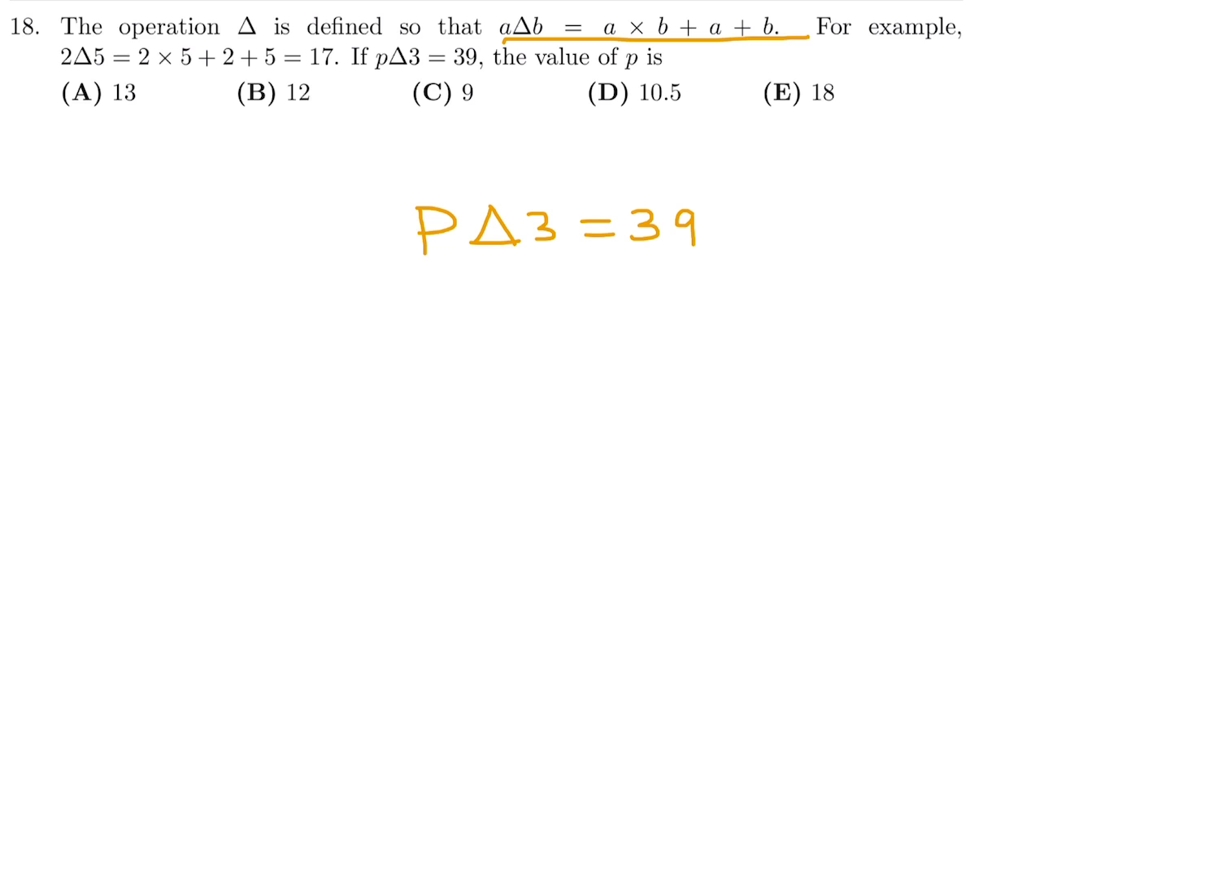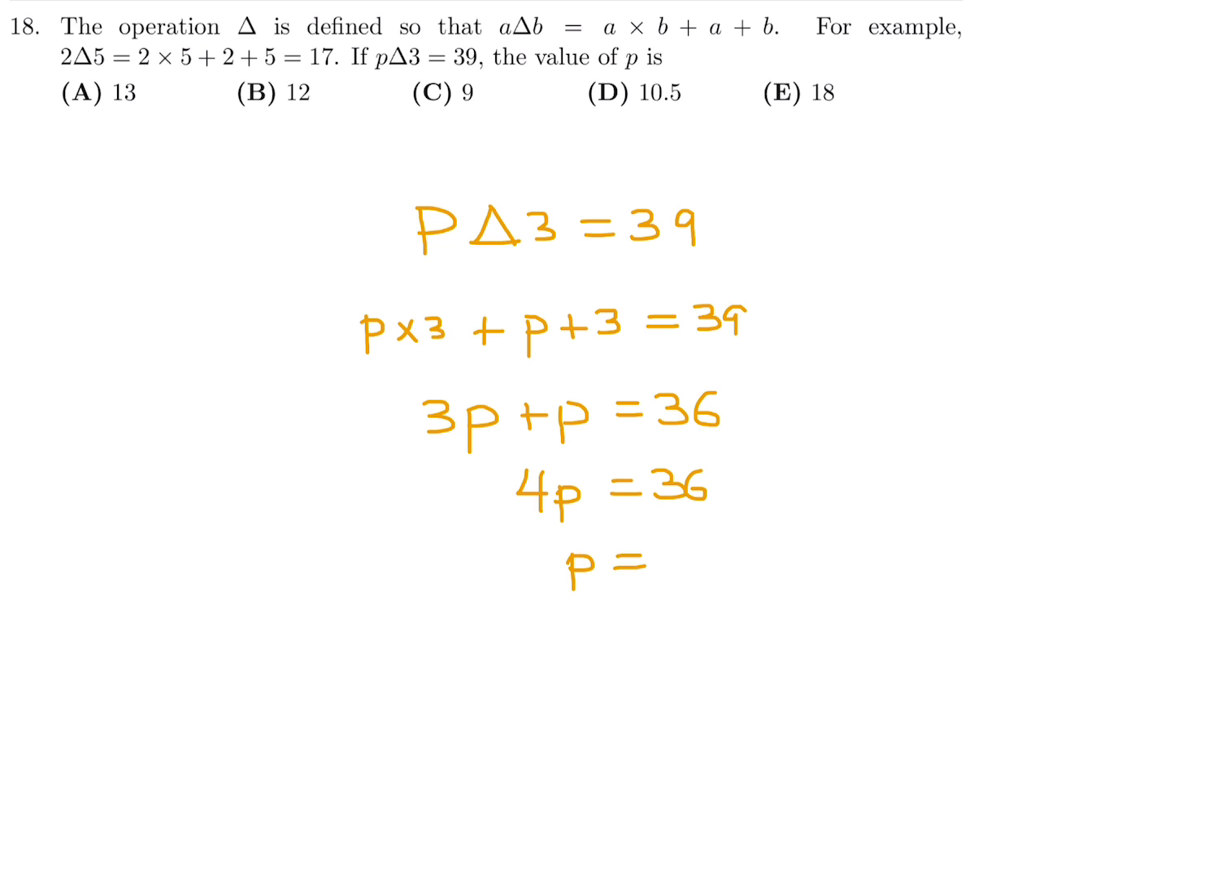Okay, so let's use that definition to figure out what this is. This would be P times 3 plus P plus 3 is equal to 39, which is 3P plus P is equal to 36. So 4P is equal to 36, and therefore P is equal to 9. And that's it. Number 18, the answer is C.